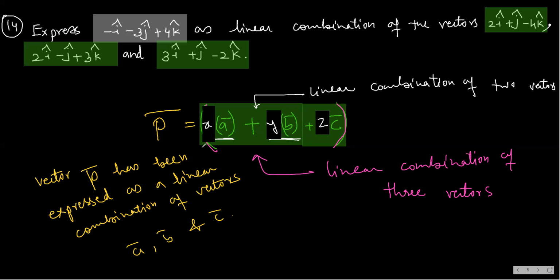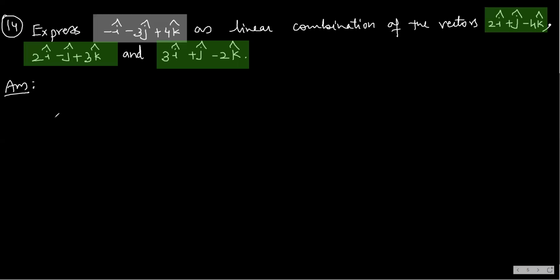So now what do I have? I have P bar expressed as a linear combination of three vectors a bar, b bar and c bar. That is, P bar is equal to some real constant multiplied by a bar plus some real constant multiplied with b bar plus some other real constant multiplied with c bar.